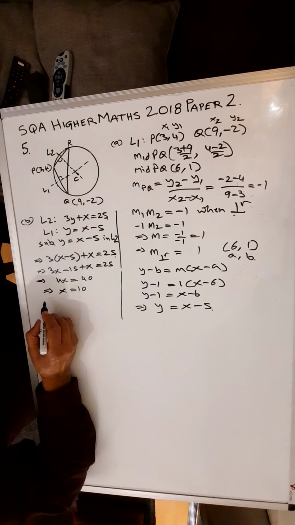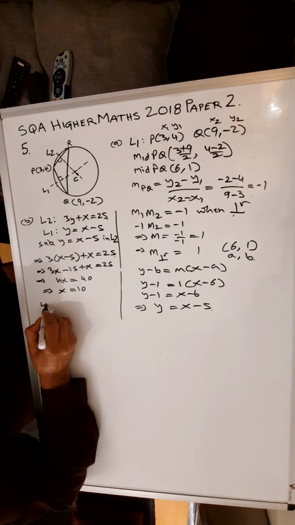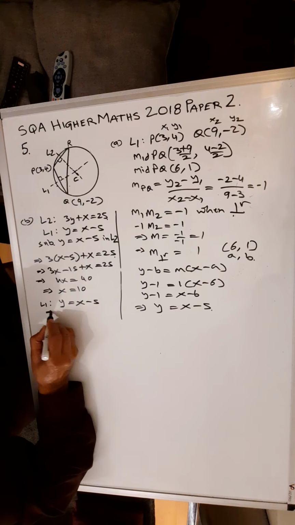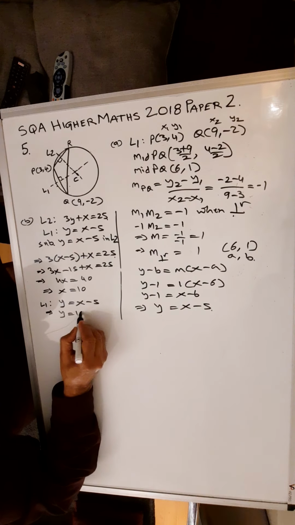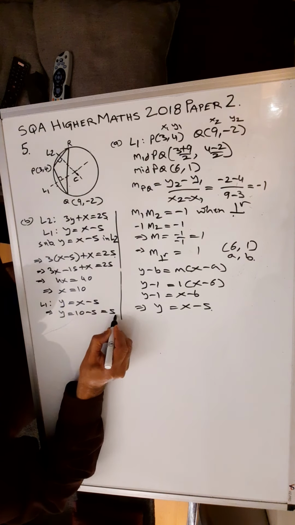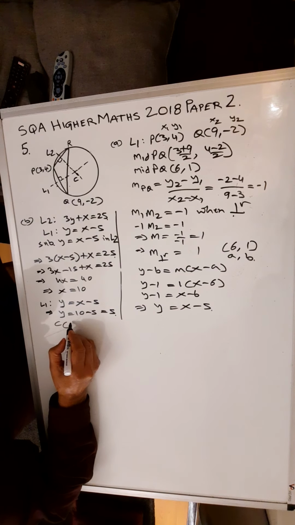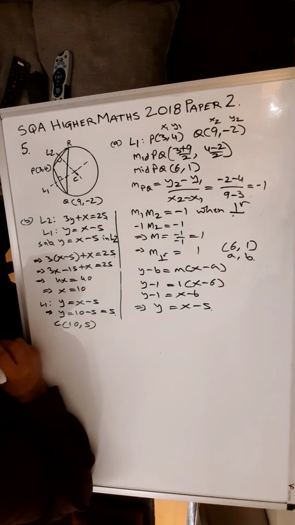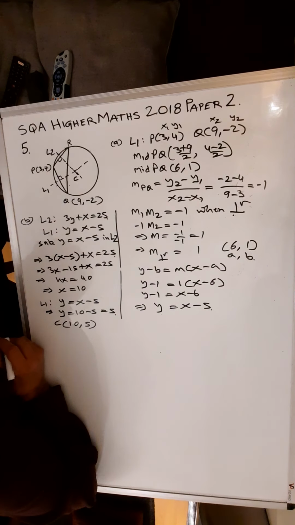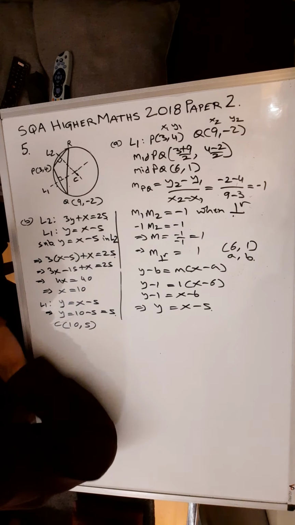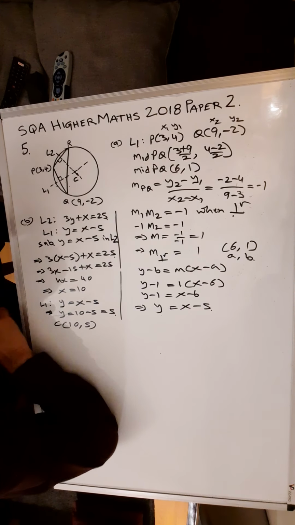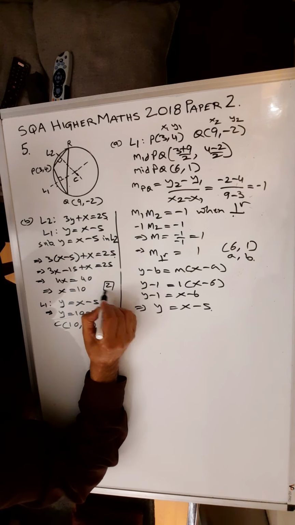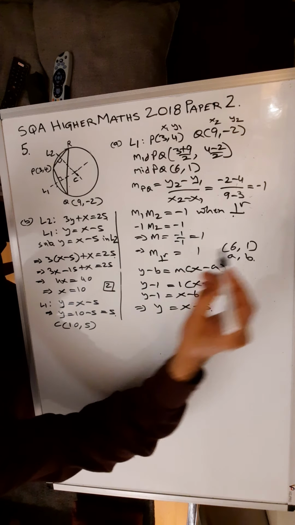Go back to the equation for L1. For L1, y is x minus 5, which means that y is 10 minus 5, which is 5. So C is the point (10, 5). That's the center of the circle. This part is for 2 marks. Part A was for 3 marks.